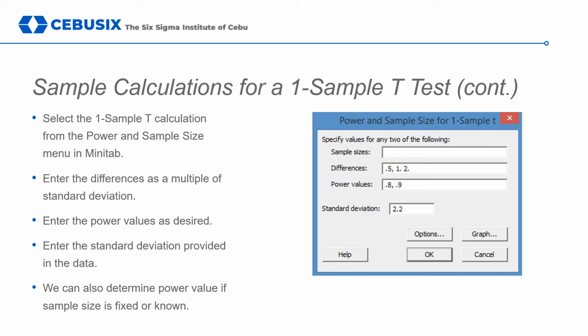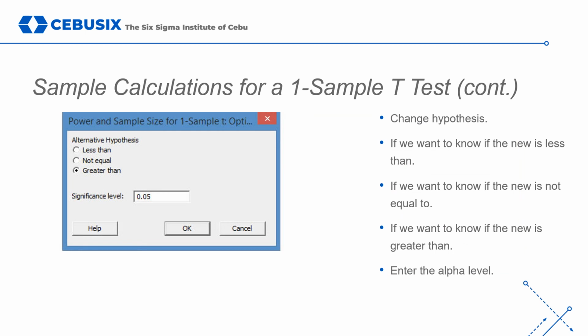Before clicking OK, you will want to check the options. Once you click on the options, another dialog box will pop up. Here, you will be able to adjust the hypothesis. Remember, the null hypothesis is that there is no change in the status quo, but the alternative hypothesis is that there is a change. Here, you can choose the change that you want to set, whether it is not equal to, less than, or more than.